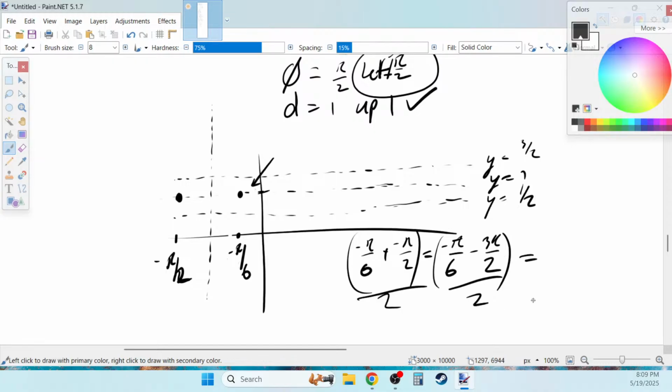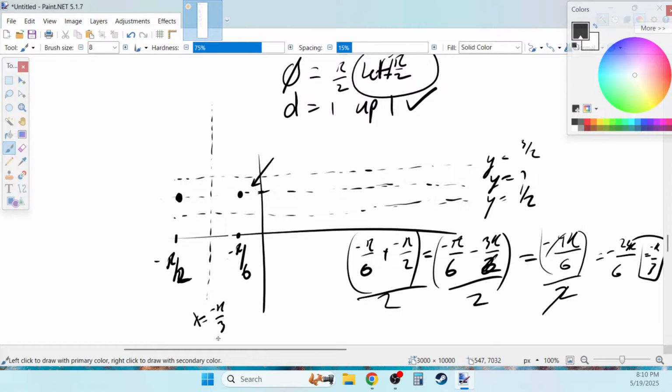So I do this, I get 3 pi over 6. So that gives me negative 4 pi over 6 over 2. I can cancel a 2. So I get negative 2 pi over 6, which is negative pi over 3. So that tells me that this line here is x equals negative pi over 3.